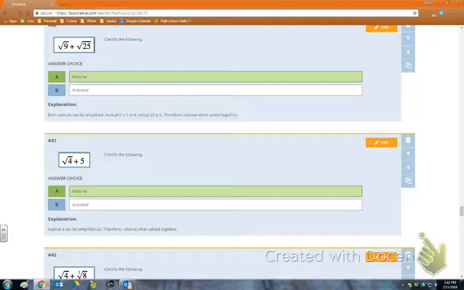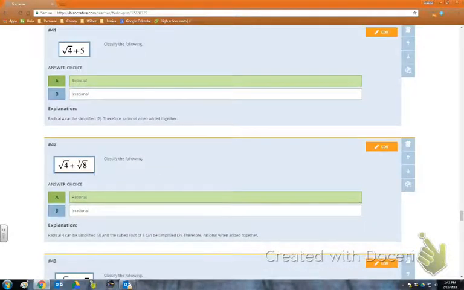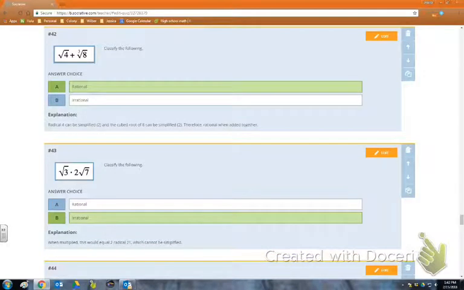Number 41 is rational because the square root of 4 can be simplified. Number 42 is rational because the square root of 4 can be simplified, and notice there's a cubed root. The cubed root of 8 can also be simplified. That would be a 2. So this is 2 plus 2, that equals 4. Therefore, rational. Now we look at multiplication.